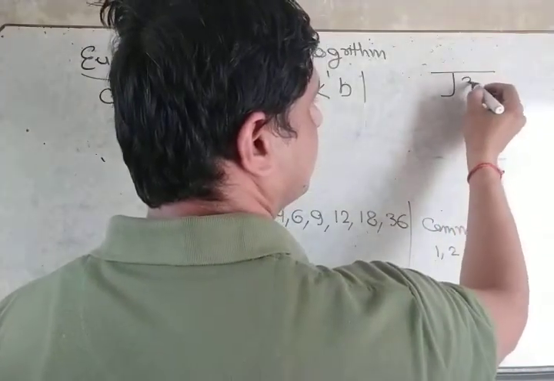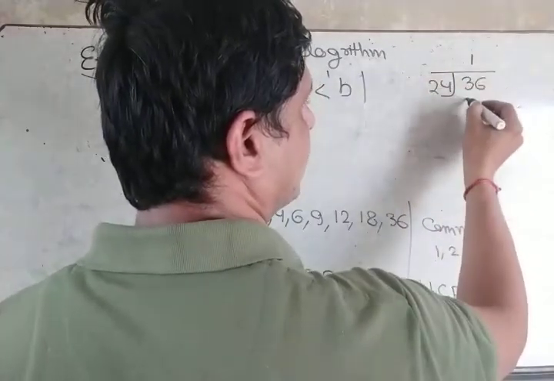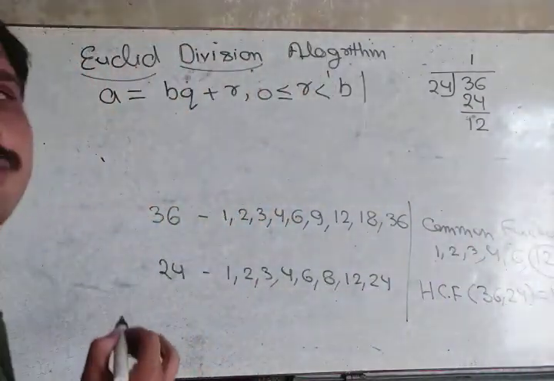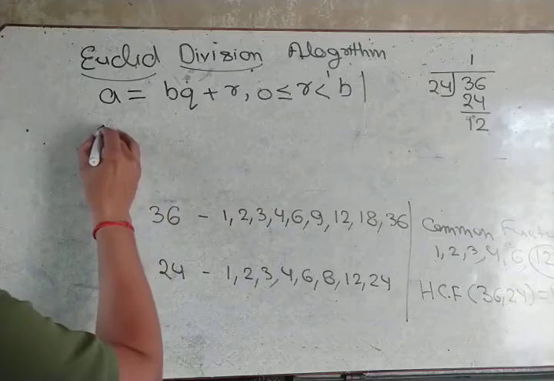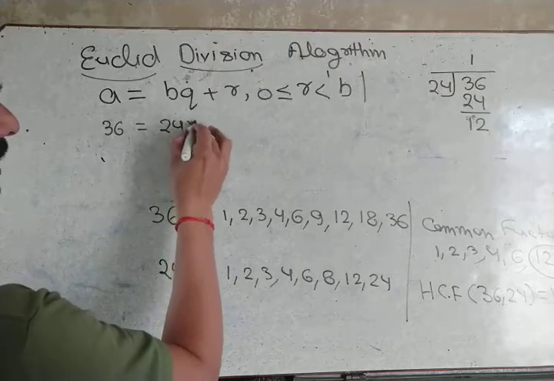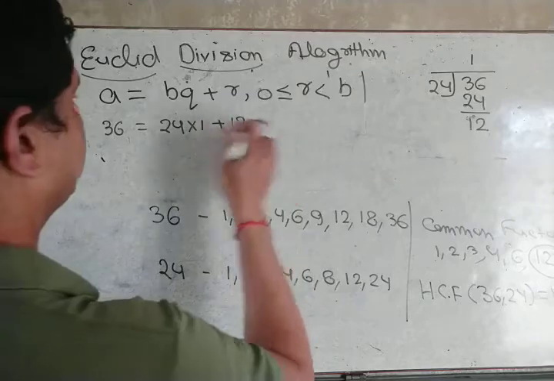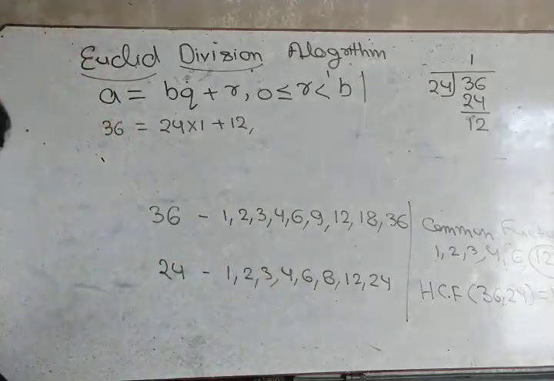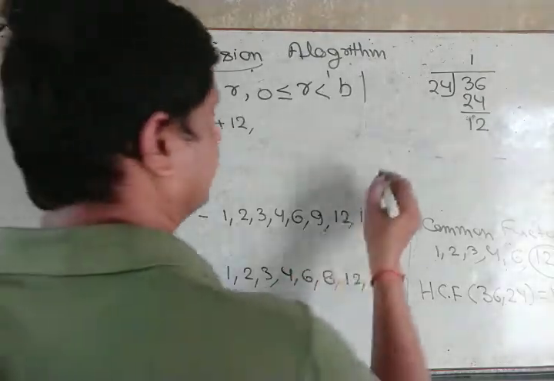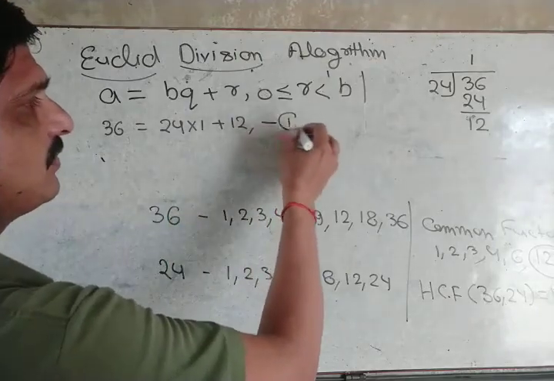When we divide 36 by 24, we are left with 12. So the first sequence is this: when we put A equals 36, B equals 24, Q is 1 and R is 12, and you can see R is less than 24. So when R is not equal to 0, when remainder is not equal to 0, we first give the name equation 1.